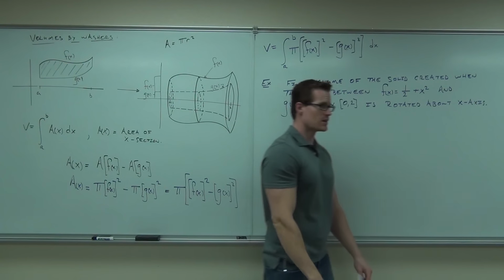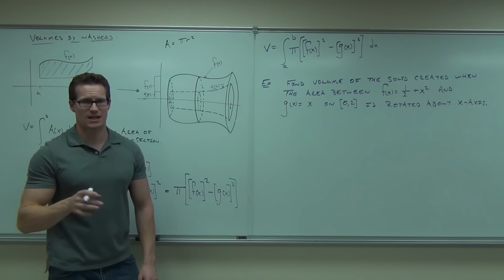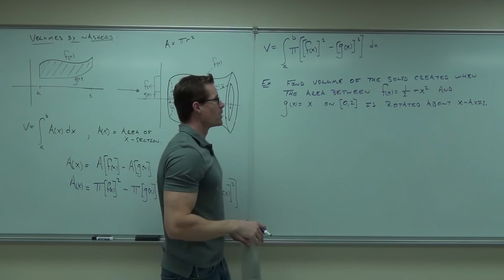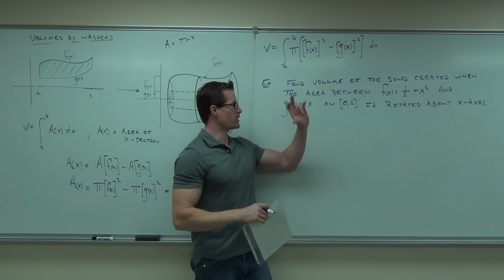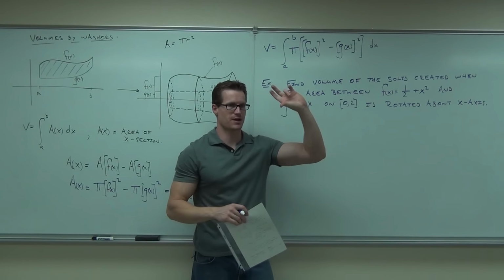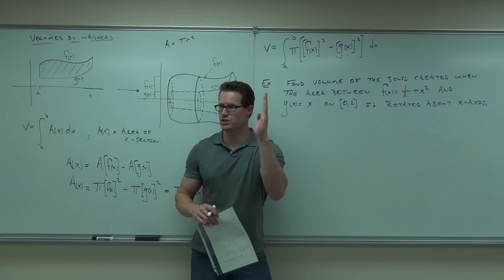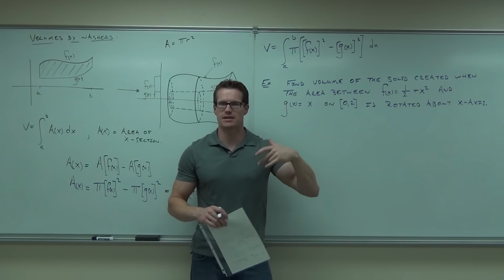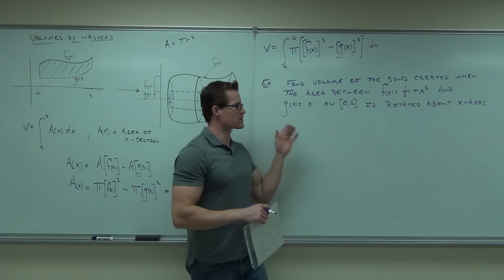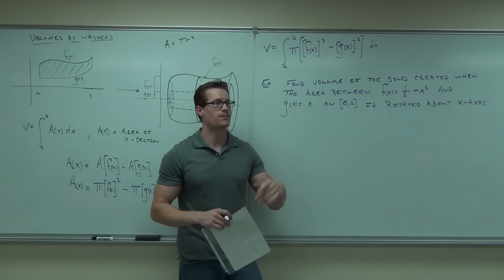Okay, that's very wordy, but I wanted to make sure you understand exactly what we're doing. This is what we're doing. We're trying to find the volume of the solid that's created when the area between two functions, f of x and g of x in this case, on the interval 0 to 2, is rotated around the x-axis. That's the whole idea. Now, we should be able to set this thing up and find the volume of that.